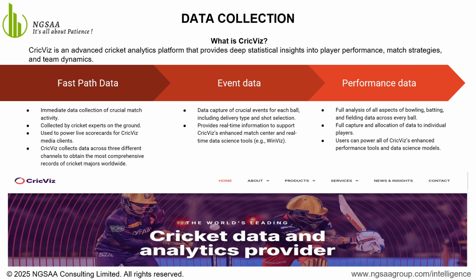Types of data collected. Fast path data provides immediate match data collection for crucial moments. Collected by expert analysts present at the ground. Powers live scorecards and media analytics. Event data tracks detailed statistics for each ball, including delivery type, shot selection, and fielding plays. Enables real-time match context analysis. Supports CricViz enhanced match centers and predictive models.